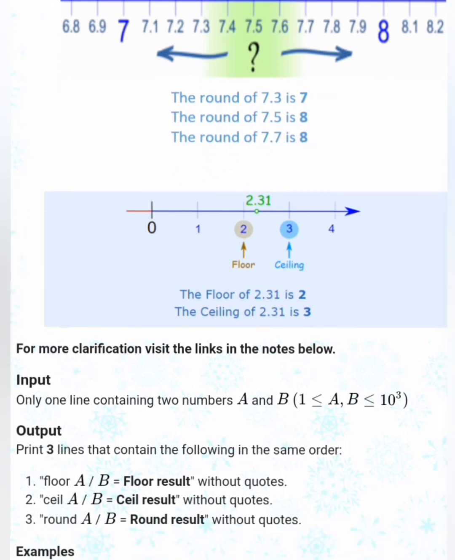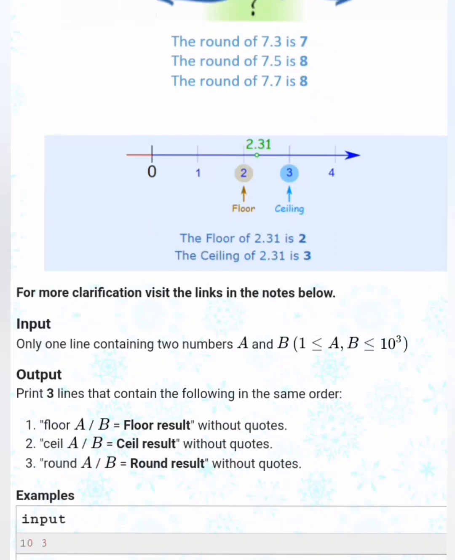Then ceil means if the input is 2.31 or anything else like 2.41, 2.61, it always prints the higher number. Like if the input is 2.31 or 2.51, the output should be 3. And if the input is 4.51 or 4.61, then the answer should be 5.